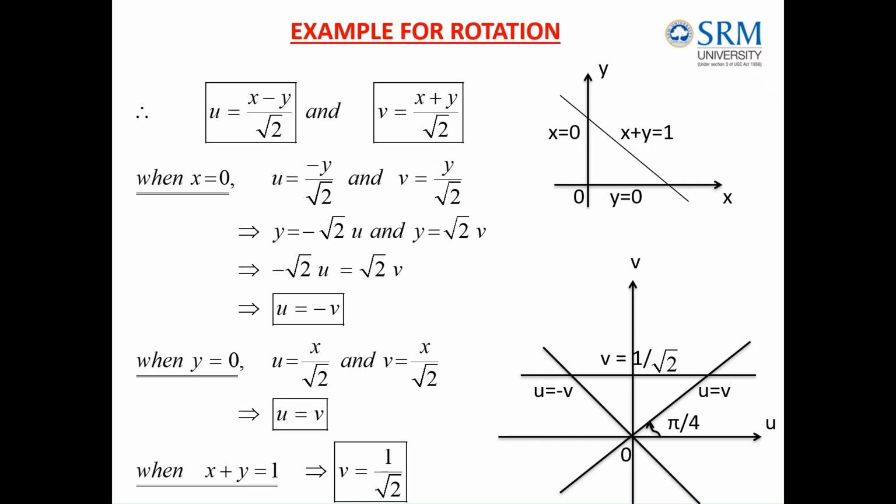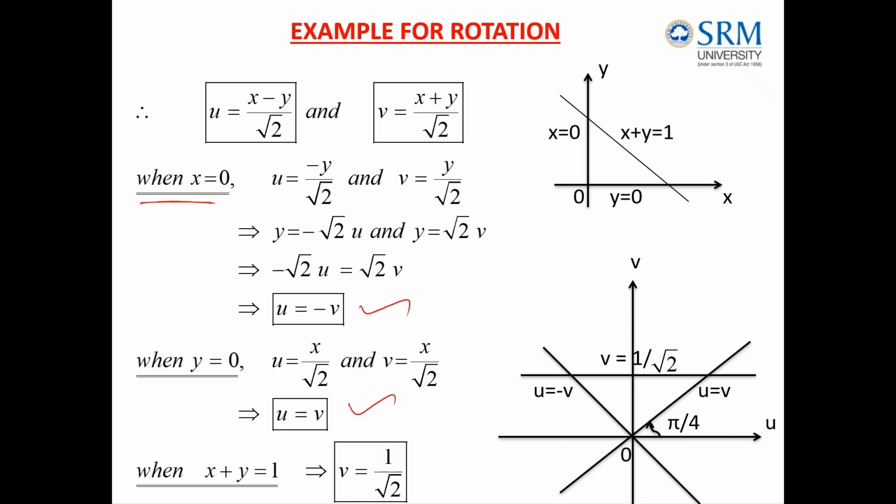So knowing what is u and v, now we can find what is the image of each and every edge of the triangular region. When x is equal to 0, we need to find what is u and what is v. So u is minus y by root 2, v is plus y by root 2. So the relation between u and v is u is equal to minus v. Then when y is equal to 0, if you substitute here, you will get u as x by root 2, v as x by root 2. So both u and v are equal. So the relation between u and v is u equal to v.